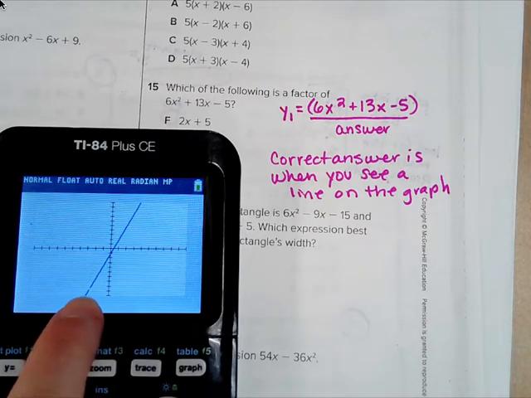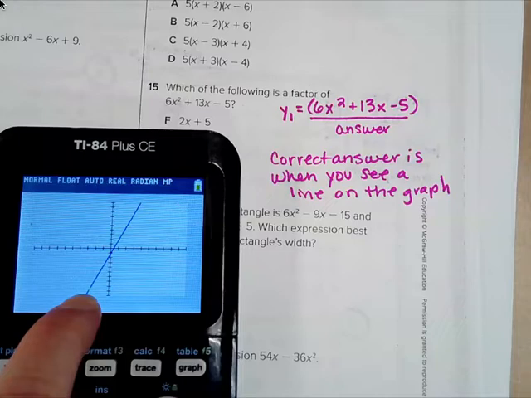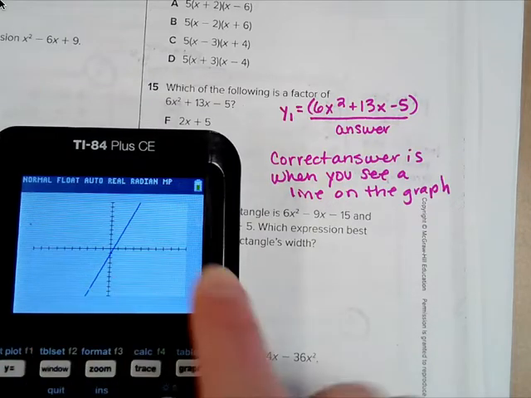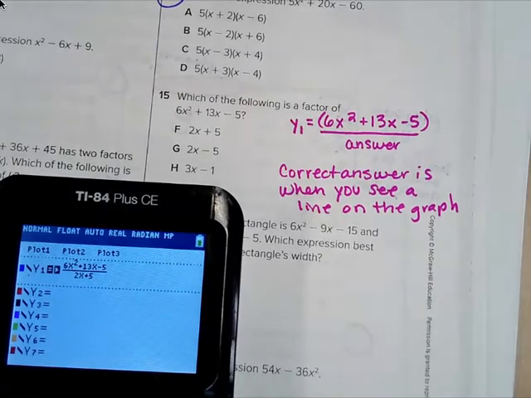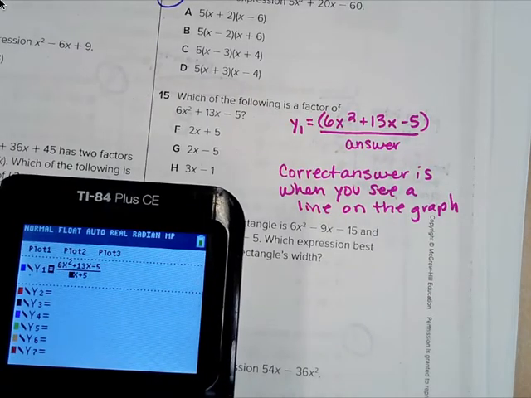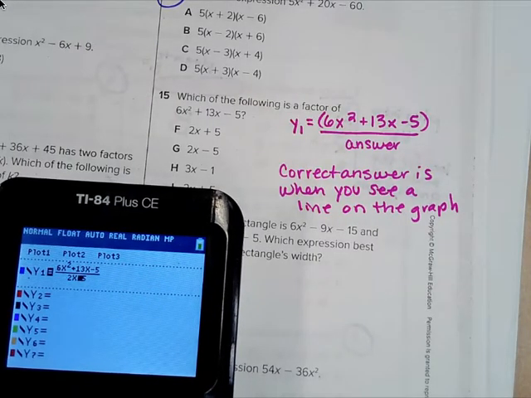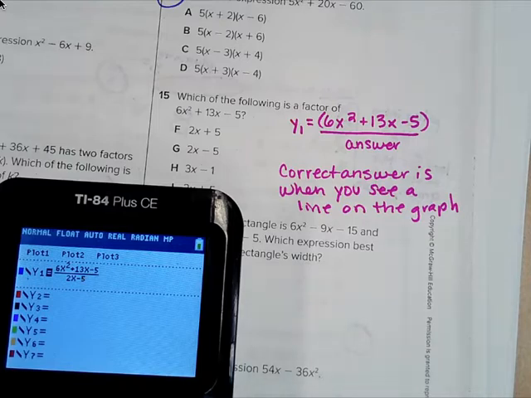Look at that. Does that make a line? No. What's wrong with that? It has a disconnect there. So I don't think that's the answer, but let's just leave it there for now. And let's put in the next one. So all we need to change is our denominator. So 2x minus 5 now.